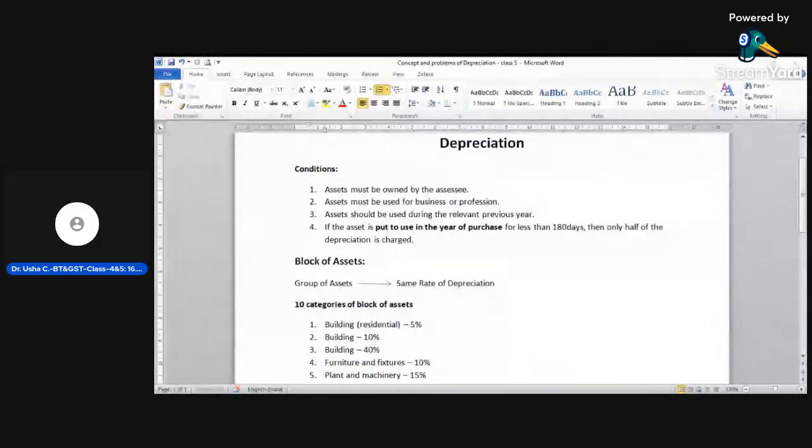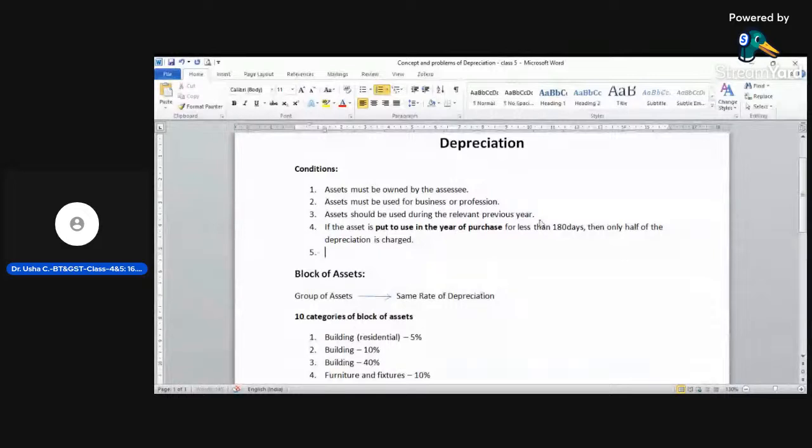And the next thing is, when there is no asset, we say that the block of assets has ceased to exist, and then no depreciation is charged. In the sense, there is an amount of written down value or depreciable balance, but there is no asset at all. When all the assets are sold, there is no existence of asset. When there is no asset, on what will you charge depreciation, correct?